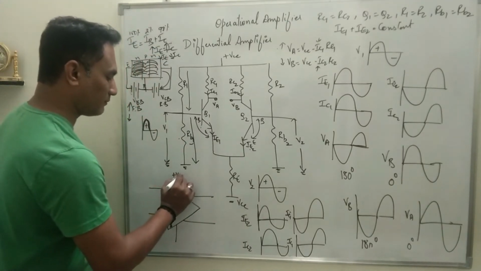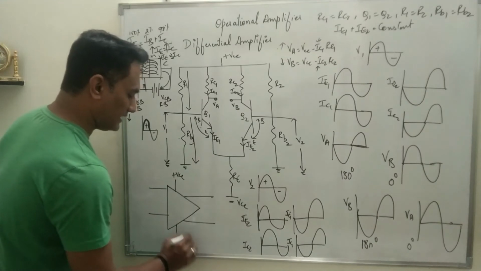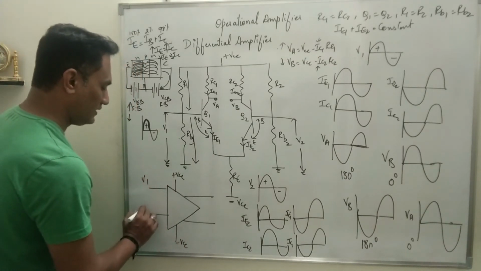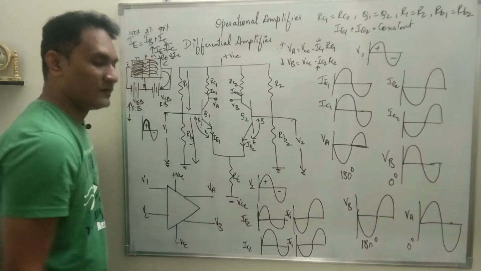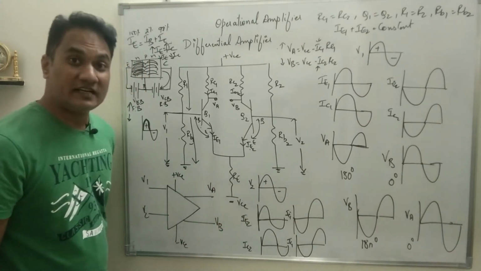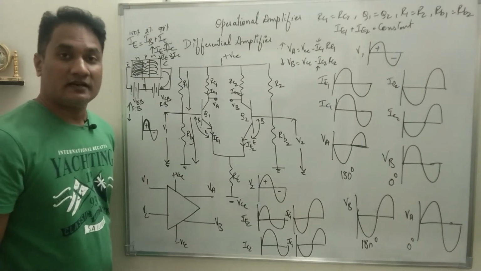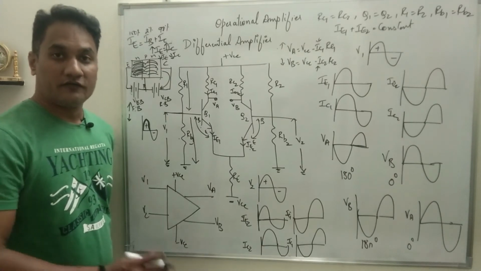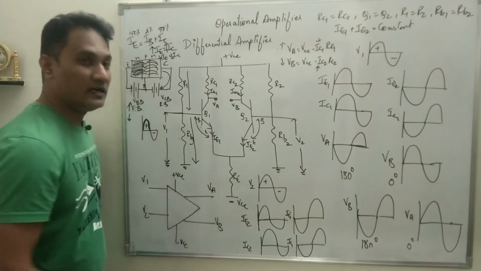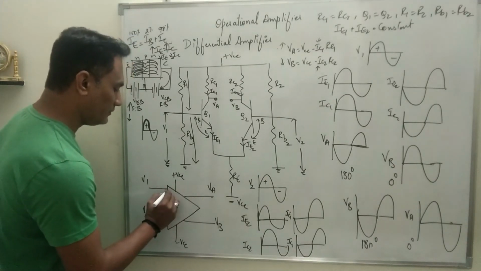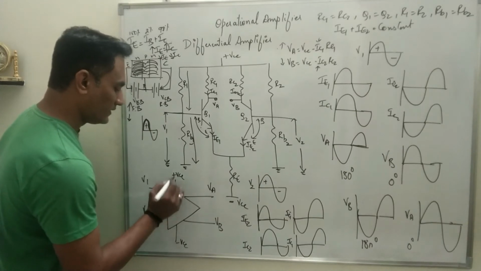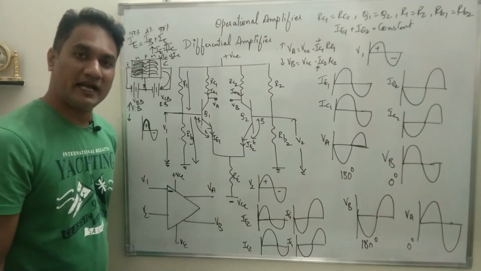The power supply is plus VCC, this is minus VCC, this is V1 and this is V2, this is VA and this is VB. What I will do is give a sign convention so that we can understand the operation of the differential amplifier by the symbolic representation. Suppose I denote V1 with a negative sign.